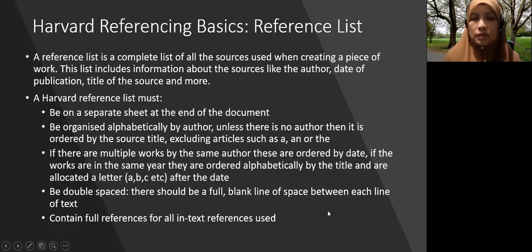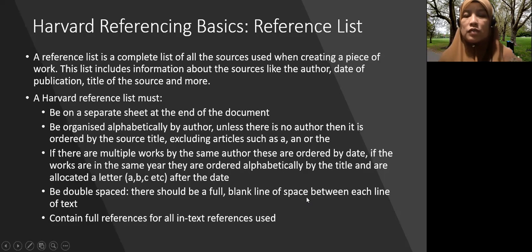Okay, and it is double space. There should be a full blank line of space between each line of text. So double spacing between one reference and another. But say, for example, if you type and the information is longer, and it requires the next line, then you do not give space to it. Single spacing. But from one reference to another reference, you need double spacing.